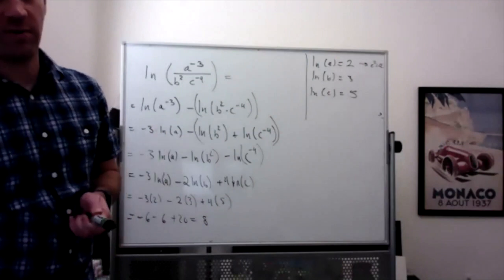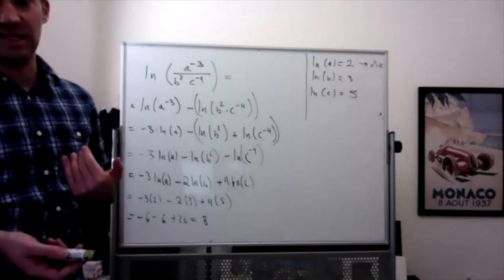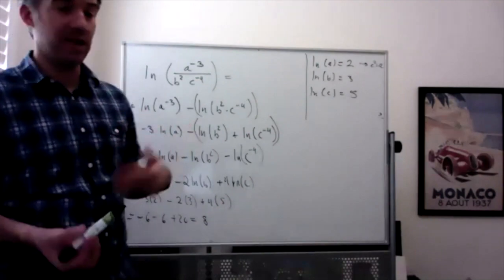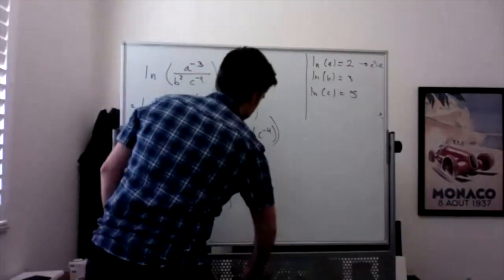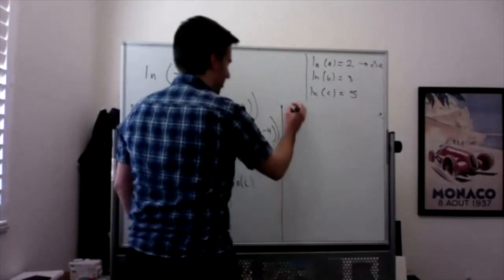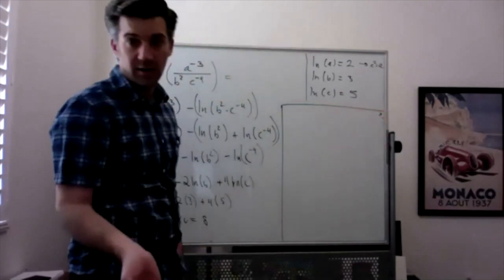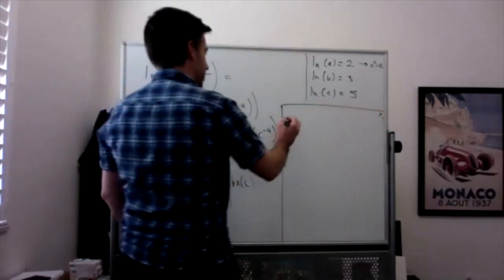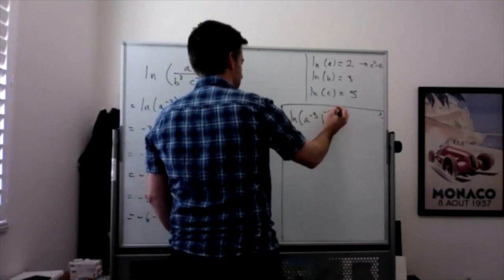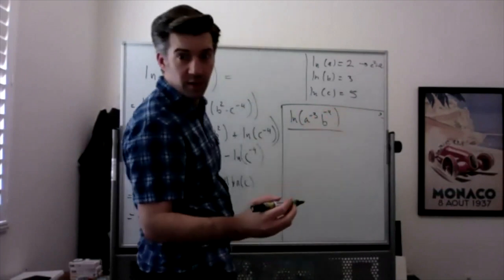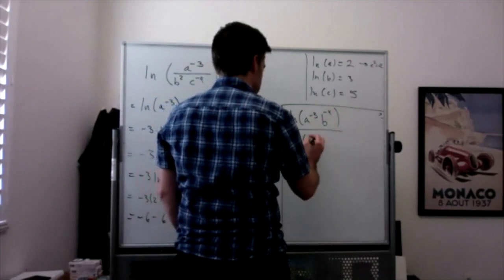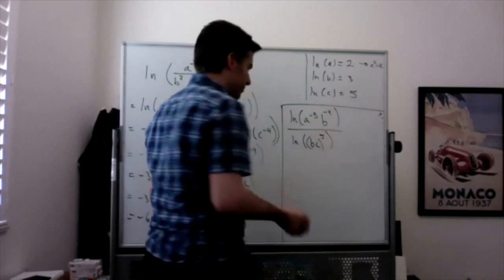Now, what I want to warn you about is problems like C and D. There's some things you can't do. Let's look at problem C, or at least something very similar to problem C. I think all the problems are different for different people anyway. So I've got something like the natural log of a to the negative third times b to the negative fourth over the natural log of bc to the fifth.